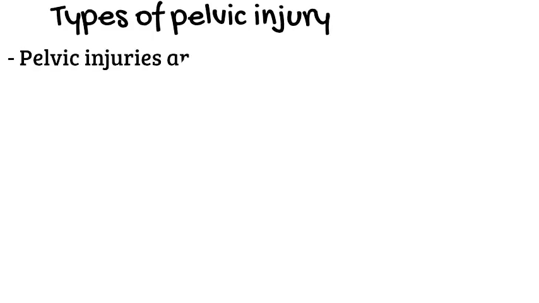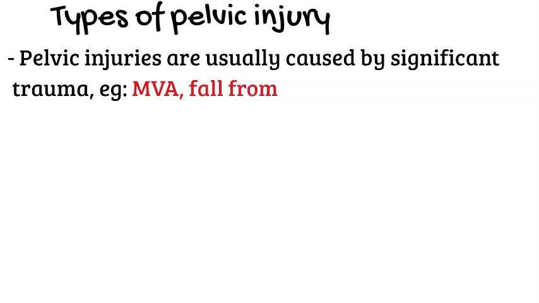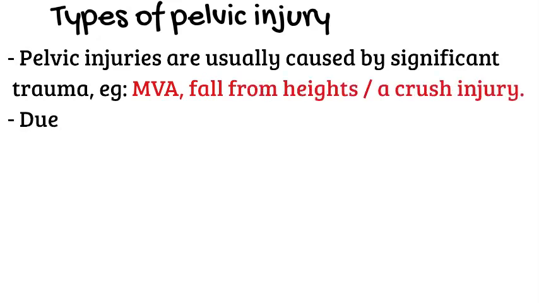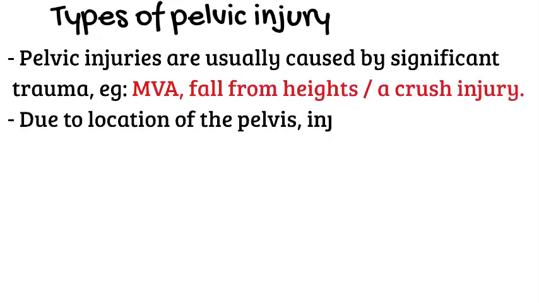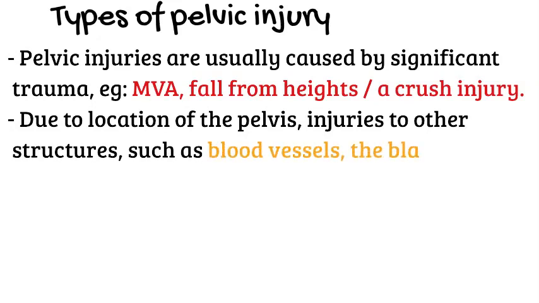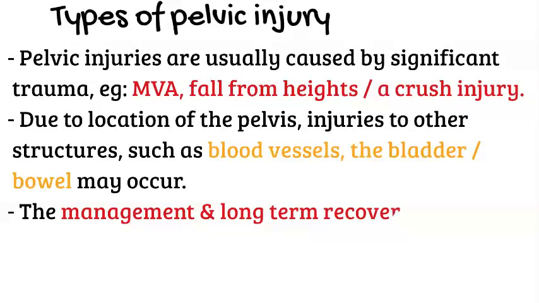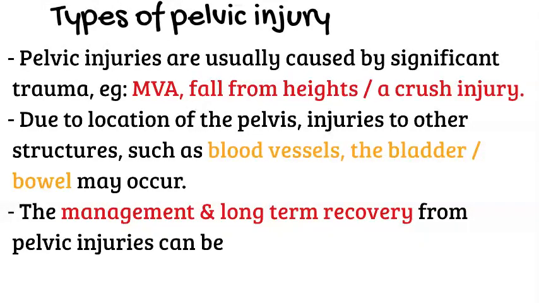The types of pelvic injury. Pelvic injuries are usually caused by significant trauma, for example, a motor vehicle accident, fall from height, or a crush injury. Due to the location of the pelvis, injuries to other structures such as blood vessels, the bladder or bowel may occur. The management and the long-term recovery from pelvic injuries can be complicated.